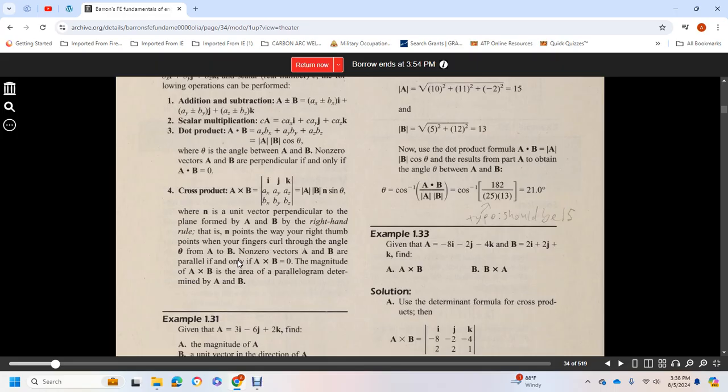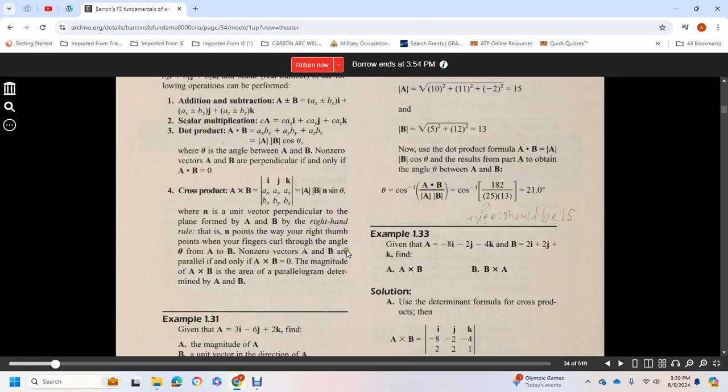A cross B is equal to a 3 by 3 determinant with the unit vectors i, j, and k in the first row, Ax, Ay, Az in the second, and Bx, By, Bz in the third, which equals the absolute value of A times the absolute value of B times sine theta times n, where n is the unit vector perpendicular to the plane formed by A and B. By the right-hand rule, the thumb points in the direction of n when the fingers curl through the angle theta from A to B.